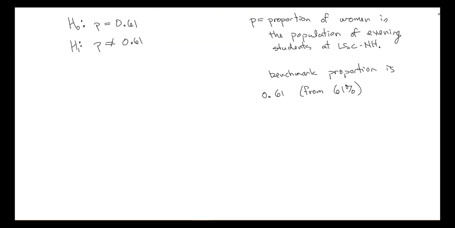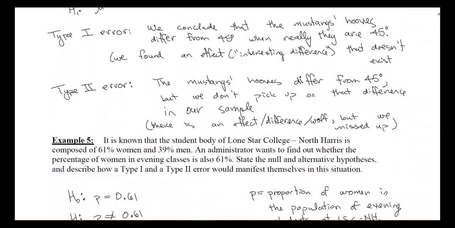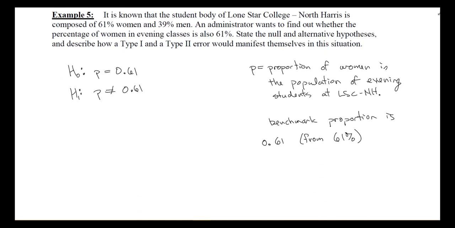Okay, so now we want to write down our type 1 and our type 2 errors. Sorry. Oops, sorry for all the scrolling. Let me try again. There we go.